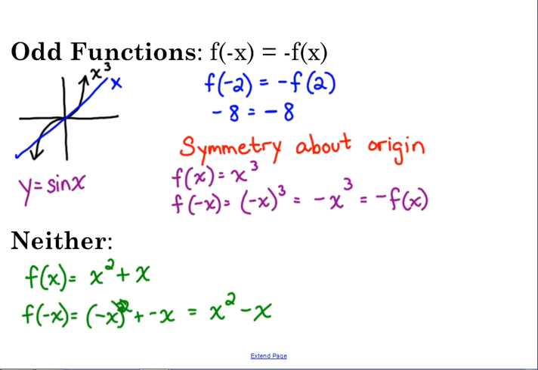So we did not get exactly the same function after we simplified. So it's not even, and it's not the exact opposite. The second sign is different, but the first sign is the same, so it's not odd either. So this is an example of a function that's neither even nor odd. And if we graphed it, it would not be symmetric about the y-axis. It would not have symmetry about the origin.